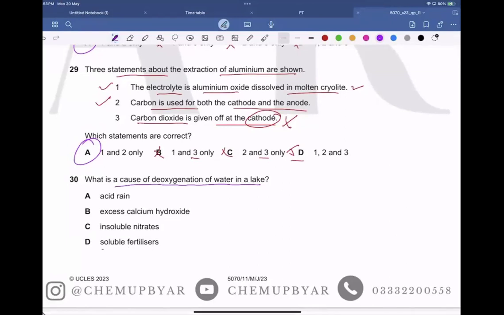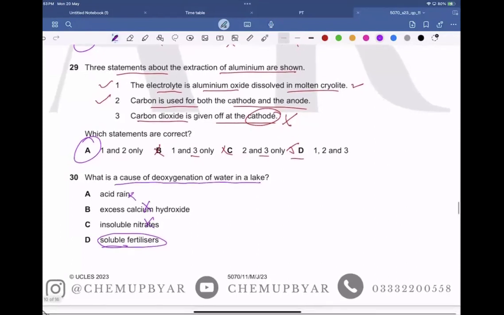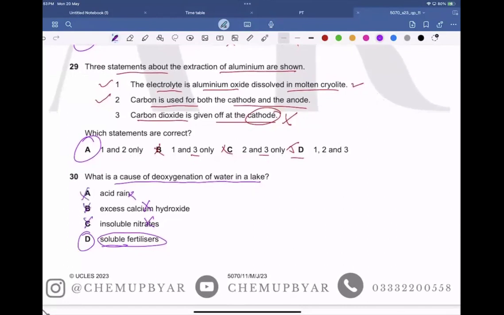So it is only due to the soluble fertilizers. Fertilizers can cause deoxygenation, and insoluble nitrates are not there. There is no such nitrates which are insoluble. So D is the correct one. A, B, and C go wrong.